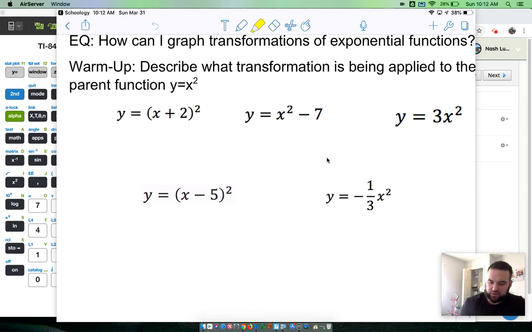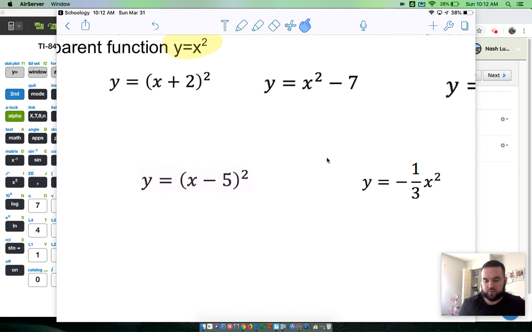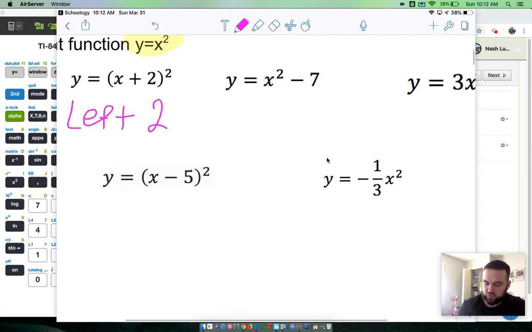And just to get us rolling, as a quick warm up, what transformation occurred to the parent function of the parabola, y equals x squared, to get each one of these? If I see a +2 inside the parentheses, I know that's horizontal, so it's right or left. Remember, this is the opposite of what you would think. So this is a translation left 2. I see that -7 not in parentheses. That's a down 7.